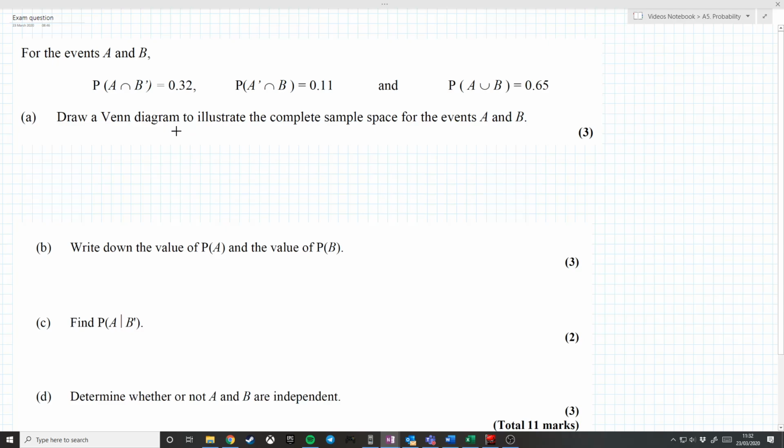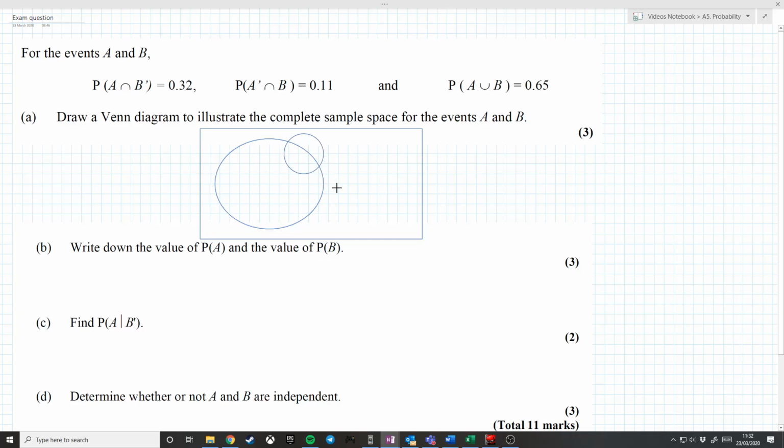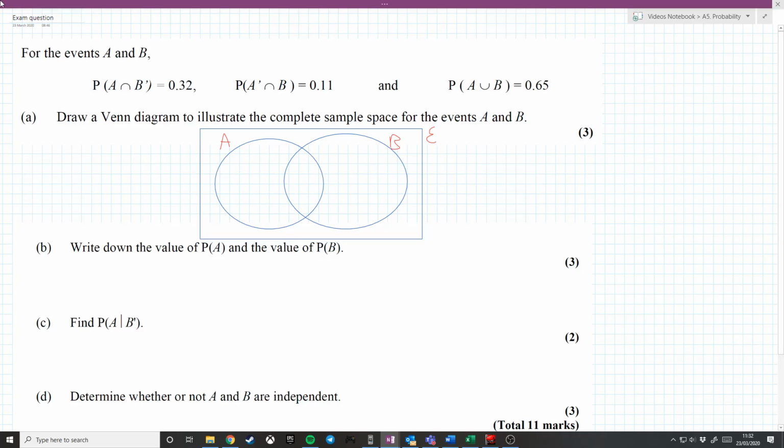So I'm going to draw a Venn diagram. I'm going to put my box around it. Always make sure I have a box on my Venn diagram. I'm going to have the two circles like this. So I'm going to call this A, I'm going to call this B, and this is my everything. So what bits of information do we have? We need to be really careful to think very carefully about what bits of information we have already, what bits we don't, and what these different things mean.